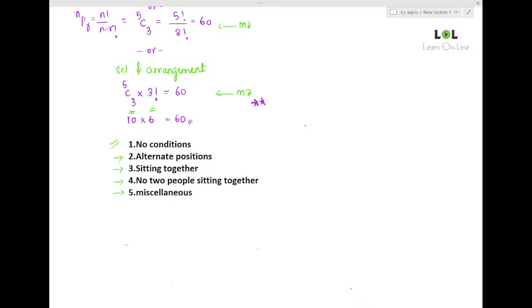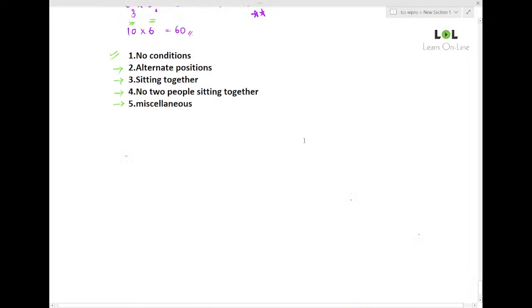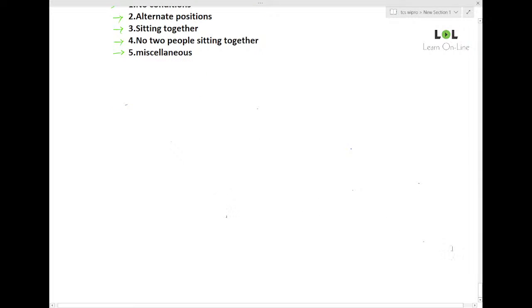Let us start. So arranging people. First type of the questions, alternate positions. So we shall discuss now alternate positions. What kind of questions do we get in alternate positions? Observe here. Suppose I tell you there are 4 boys and 4 girls.